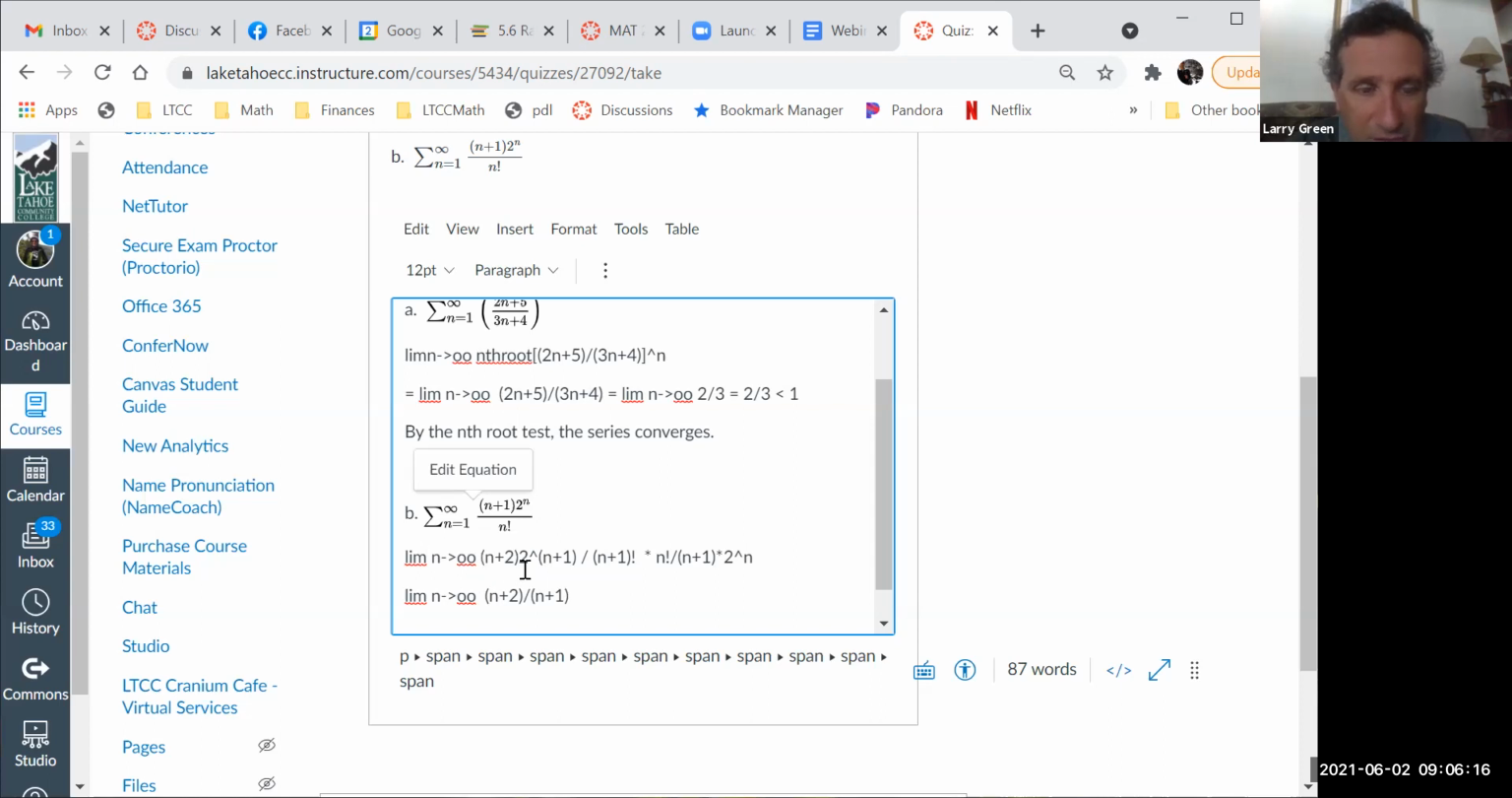Okay, and then we have a 2 to the n plus 1 on the top and a 2 to the n on the bottom. So I can write times 2 to the n plus 1 over 2 to the n. And then on the bottom here, I have an n plus 1 factorial. And on the top, I have an n factorial. So then I can go times n factorial divided by n plus 1 factorial.